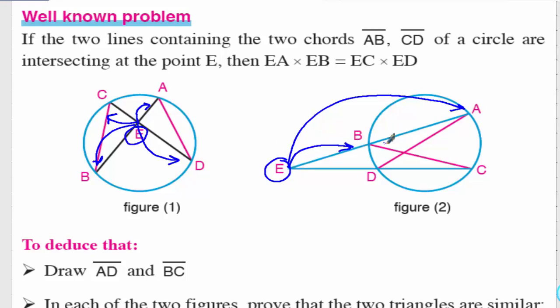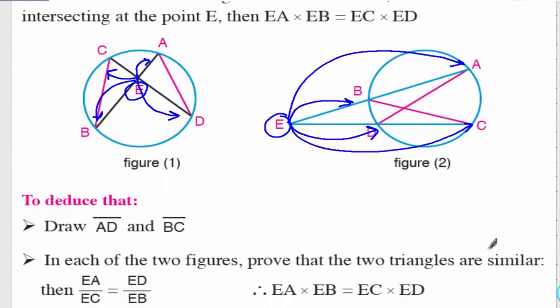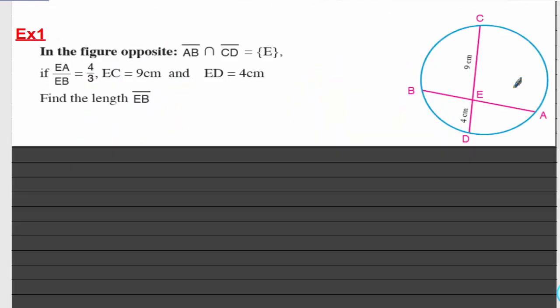EA multiply EB equals EC multiply ED. Okay, you have to memorize these two rules. Let us solve some problems about this well-known problem. Here in this figure, we have AB. Here is example 1.